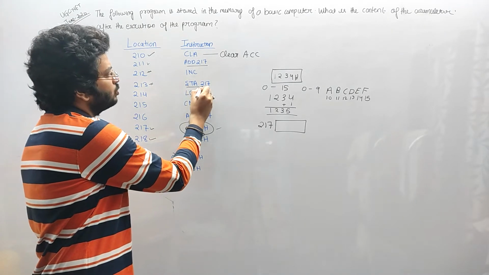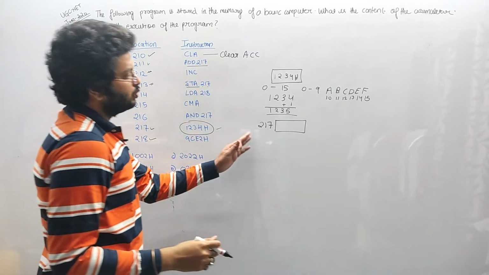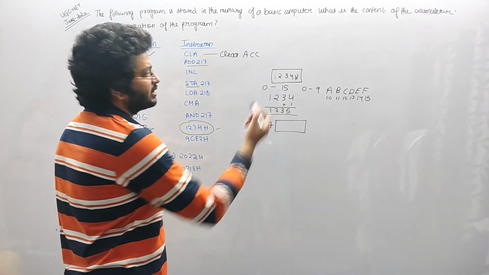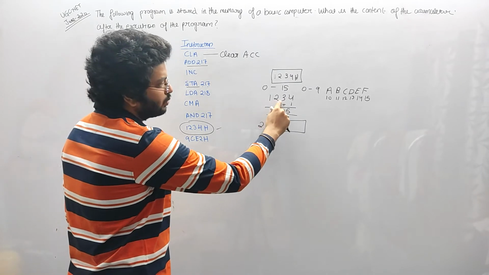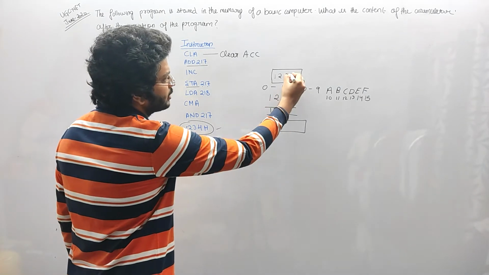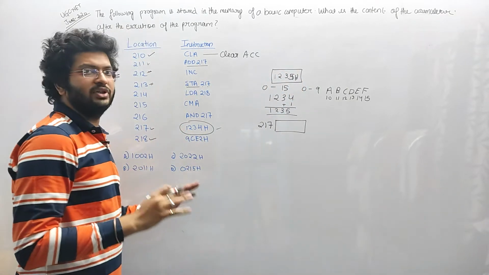Store accumulator 217 means that in location 217 we have to store the contents of the accumulator. What does the accumulator now contain? It was containing 1234. We incremented it, now it became 1235. So now the accumulator contains 1235.